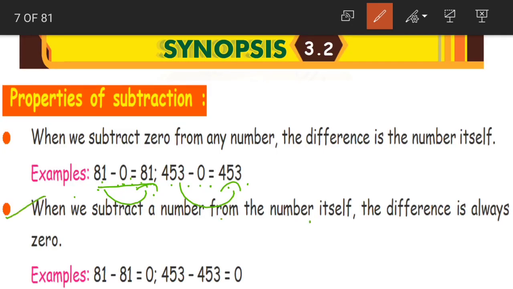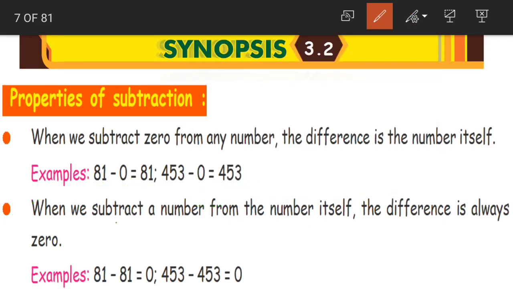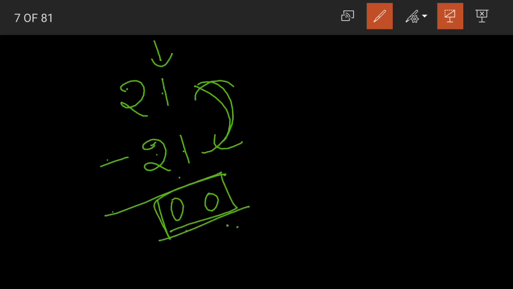When we subtract a number from the number itself, the difference is always 0. See, what are they saying? When we subtract a number from the number itself. Let us take the example of the number 21. We are subtracting 21 from 21. What will the answer be? Starting from the ones place, 1 minus 1 is 0. And then in the tens place, 2 minus 2 is 0. Yes children, what answer did we get? We got 0, right?